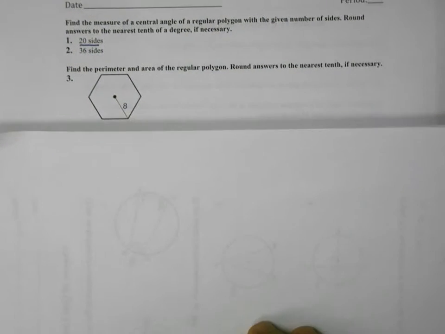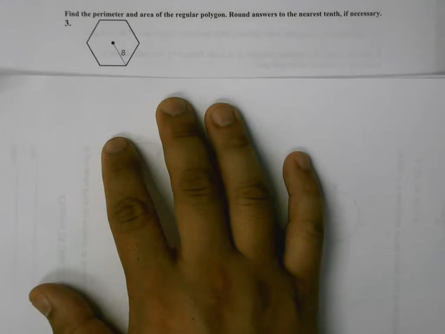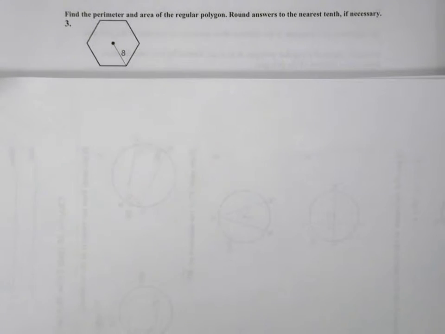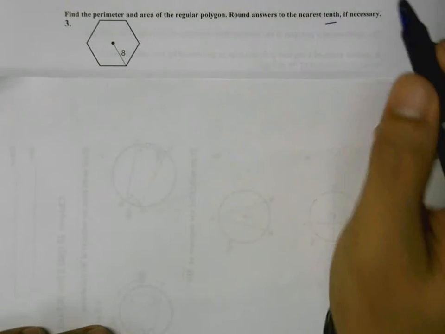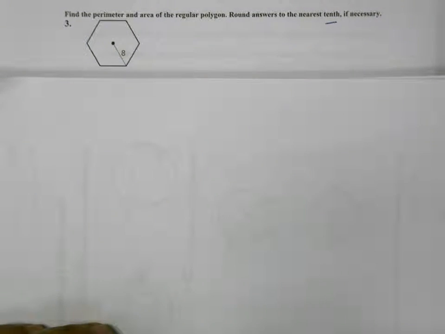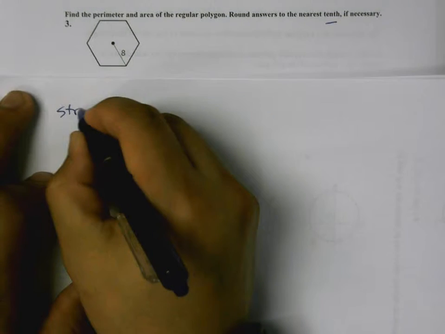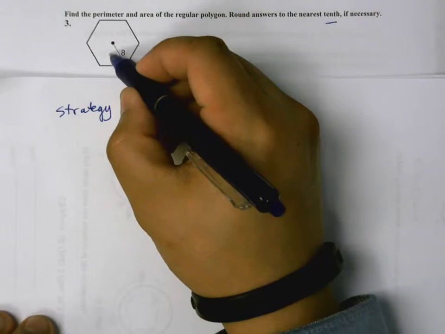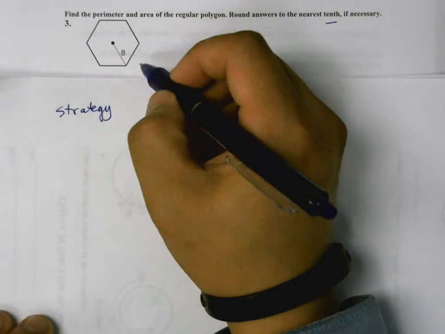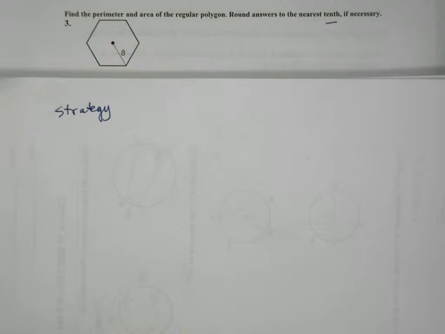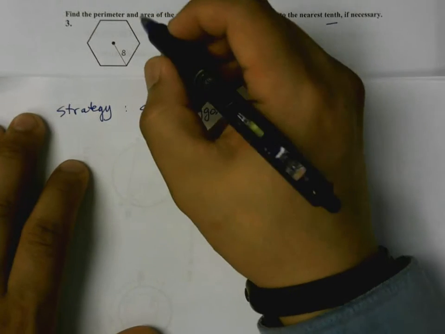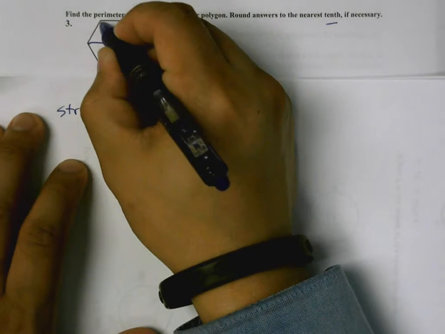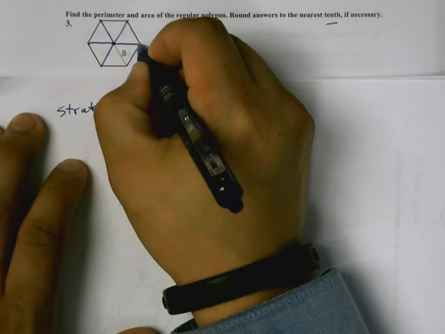Hello, geometry students. We're going to continue with the problems we have here, which is we want to find the perimeter and area of the regular polygon and round the answer to the nearest tenth if necessary. Remember that our strategy is to cut up or split this shape into smaller triangles. So I have a hexagon, and I'm going to split it up into 6 smaller triangles.